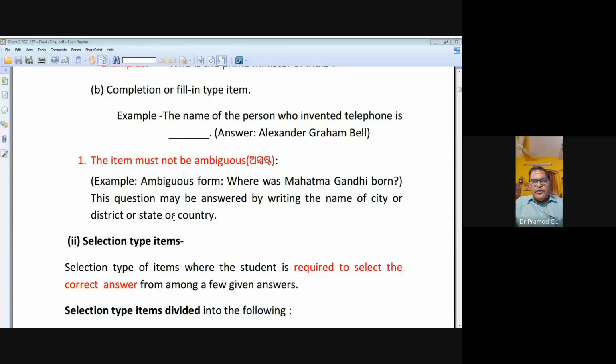ताते एमिति गोटे क्वेश्चन पचारिबा जो क्वेश्चन ने आमे उत्तर डिफरेंट थिबो, मल्टीपल उत्तर थिबो, से क्वेश्चन टा एक्सेप्टेबल न. काहेकि सपोज महात्मा गांधी कोठी जन्म नेइथिले, एति जदि पचार दबो जने तार सिटी कहबो, आउ जने तार डिस्ट्रिक्ट कहबो, आउ जने तार स्टेट कहबो, आउ गोटे कंट्री भी कहि परिबो, एति आंसर नै. In which village, if you will say, then one answer will come. In which state, one answer will come.